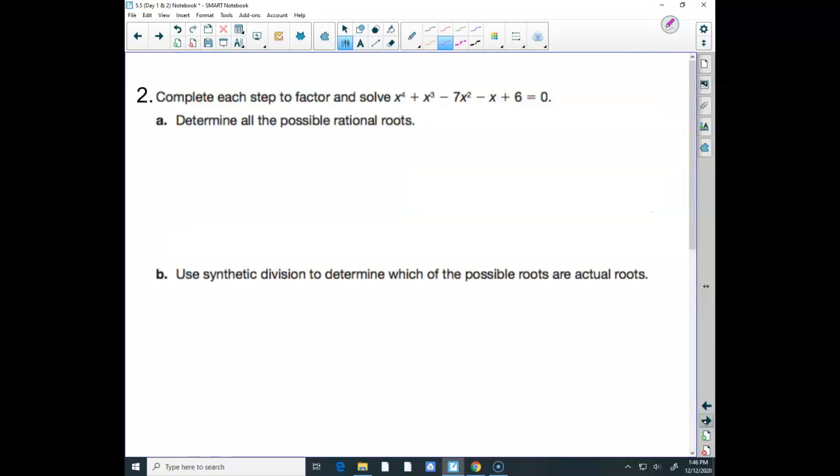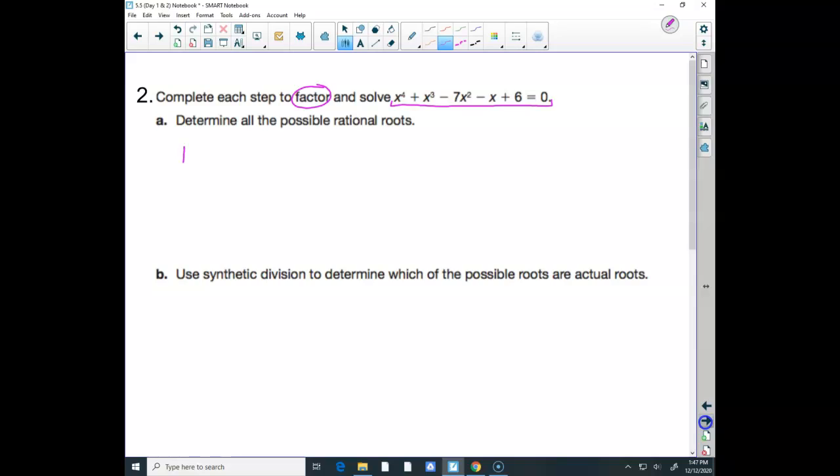So we have: complete each step to factor and solve x to the fourth plus x cubed minus 7x squared minus x plus 6, okay? Notice, we've got 5 terms here. Whenever we're trying to do this, I would always try to factor it first, but I honestly have no idea how to factor 5 terms, okay?